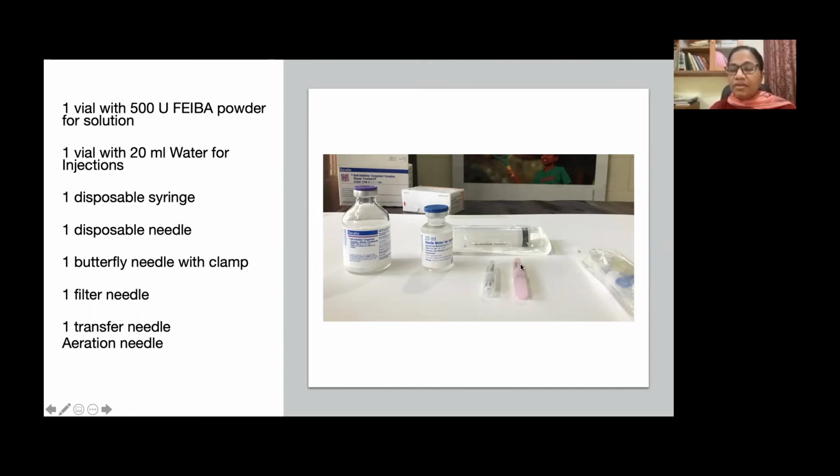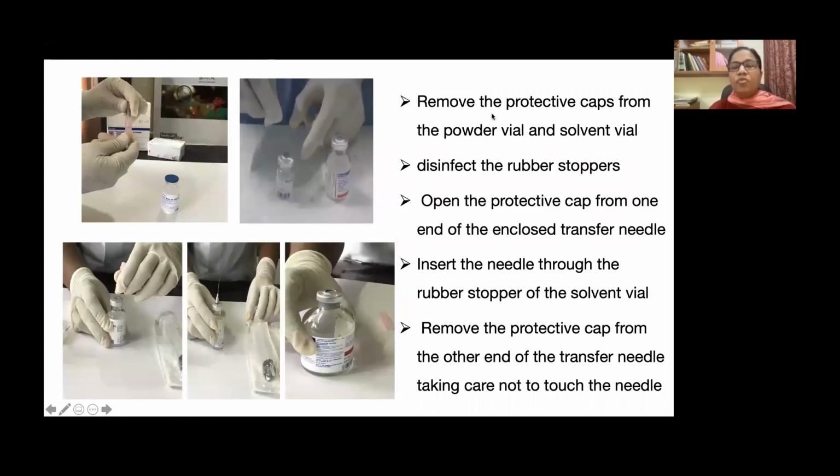There are caps present on both sides of the needle. One transfer needle will be there, and an aeration needle, which you can use when there are air bubbles. And remove the protective cap. As with any other factor, you have to remove the caps and wipe with the alcohol swabs provided inside, or you can use your own alcohol swabs.